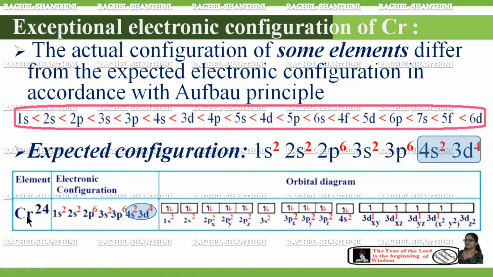That is, the atomic number is 24. So it has how many electrons? 24. So what is our expected configuration? 1s2, 2s2, 2p6, 3s2, 3p6, 4s2 and 3d4, because 2 plus 2 plus 6, 10, 10 plus 2, 12, 12 plus 2, 18, 18 plus 2, 20. We have 24 for chromium. So 24 minus 20, the remaining 4 we have. So we would expect the 4 electrons in 3d orbitals, right? This is the expected configuration of chromium, which is in accordance with the Aufbau principle.